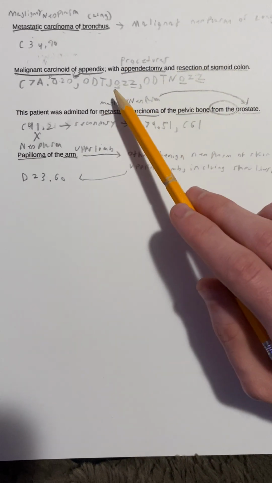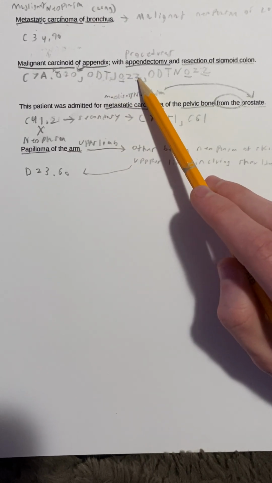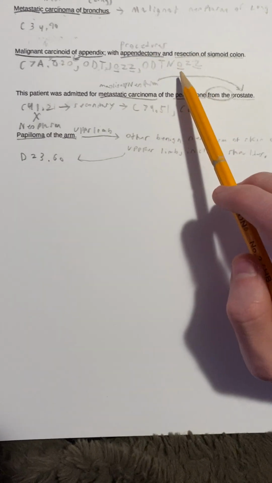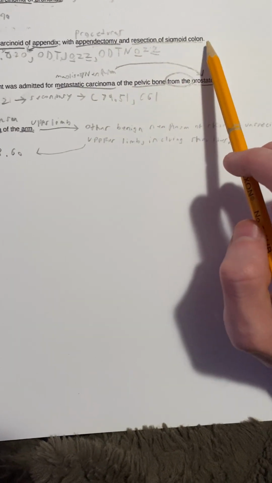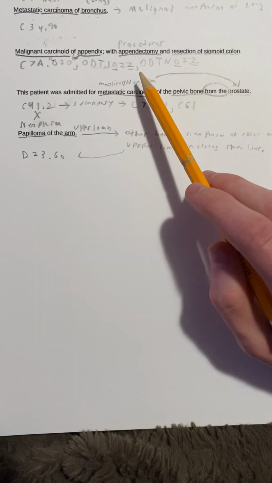I believe this procedural code was 0DTJ0ZZ, for appendectomy. And then we had resection of sigmoid colon, which is 0DTN0ZZ. Those might be backwards. I seem to be unable to find them, so.